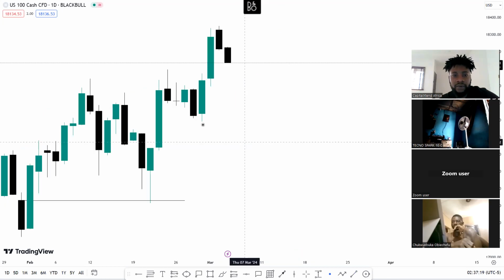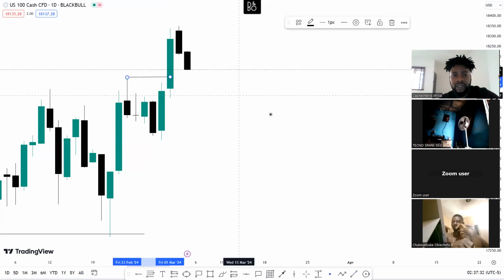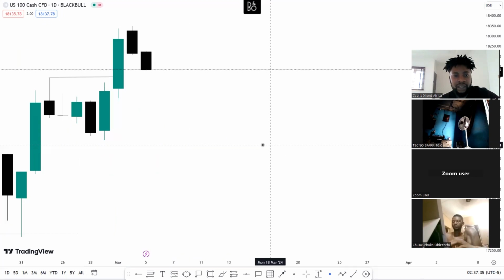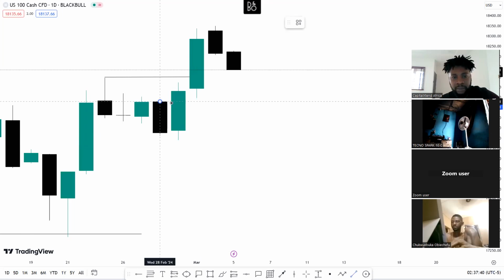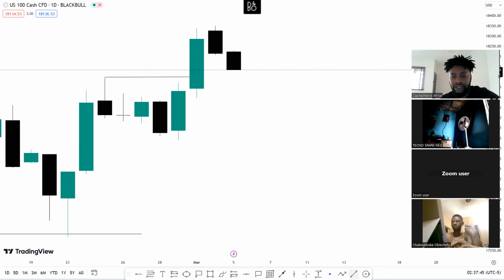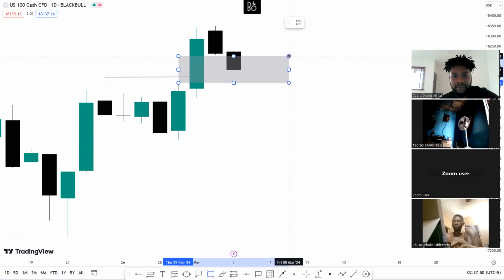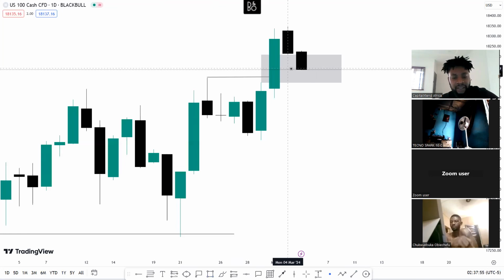So currently, from where price is now, we have this buy stop liquidity here taken out. And looking closely, I have this block, I have this other block, and price is currently trading inside this gap. Let's see for us.